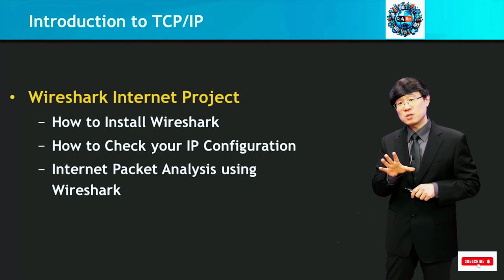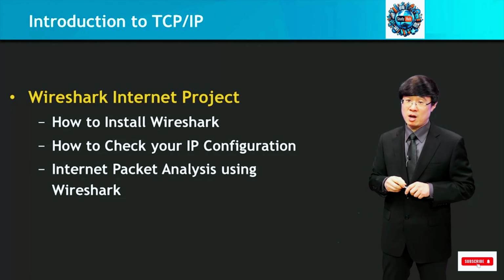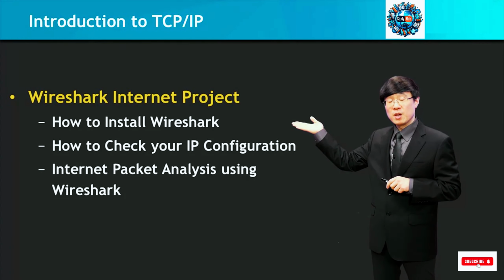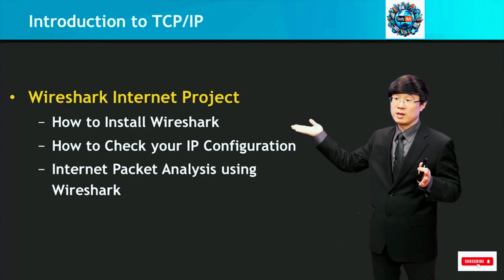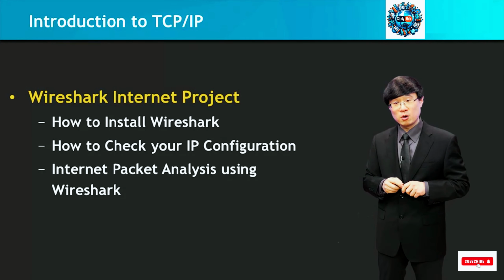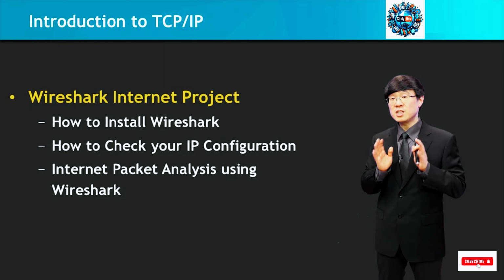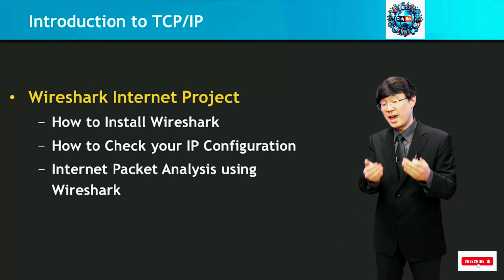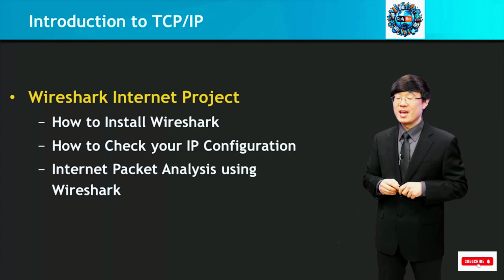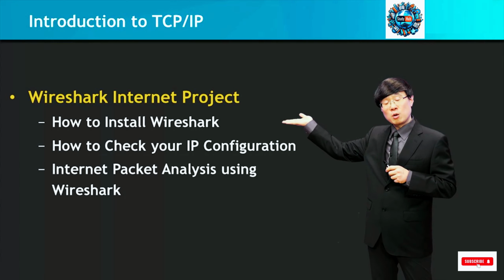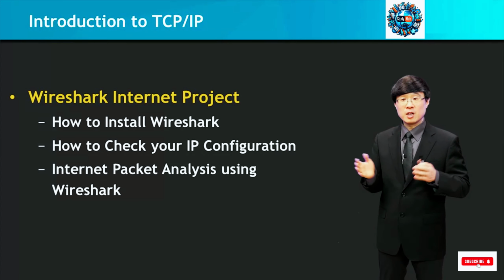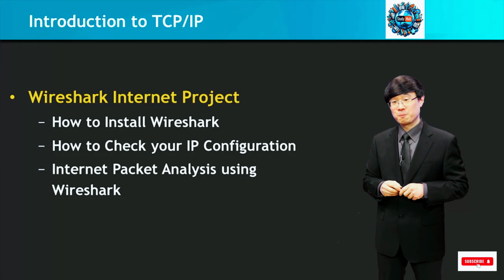Then, to wrap this course up, we have a very easy project that we're going to be doing together, and that is Wireshark Internet Project. First, I'm going to show you how to install Wireshark, and then how to check your IP configuration on your computer. Now, this function of ipconfig and using your command window, these type of things have been always on your computer. And now you'll get to learn how to use them. And then, using the Wireshark program that we installed, we're going to use it to analyze the overall internet connections that we've been using so far.